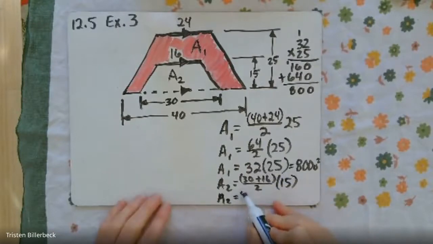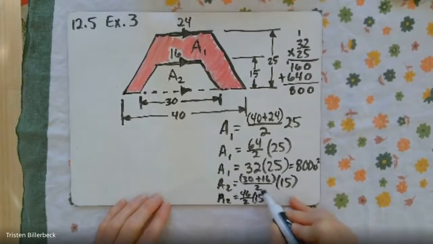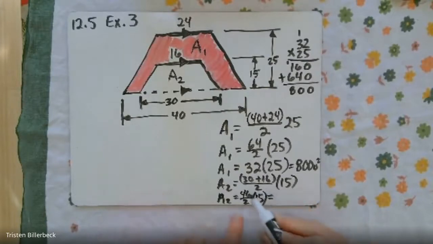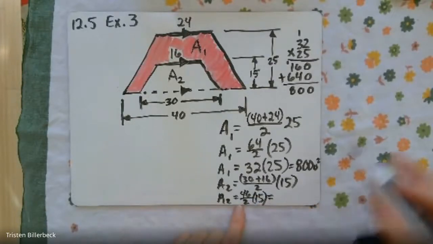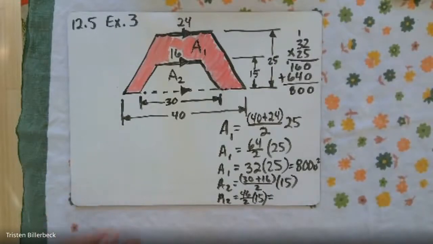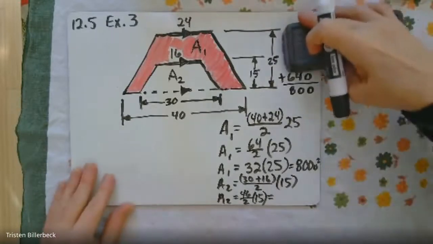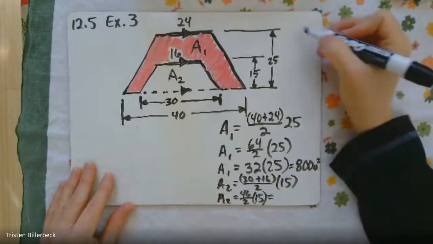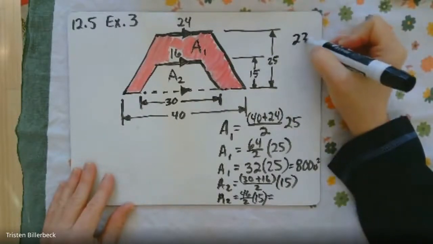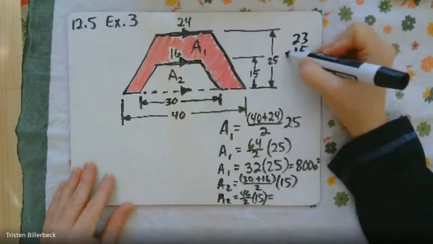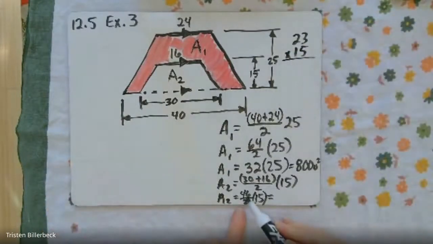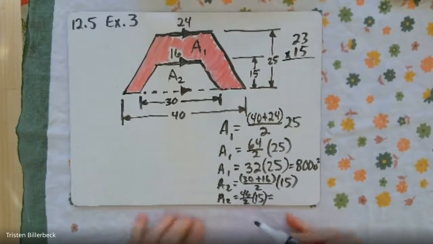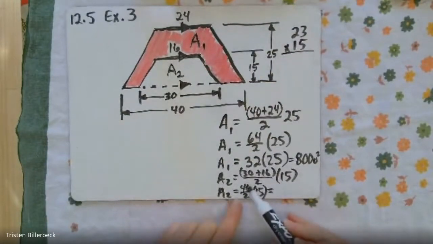So that's 46 over 2 times 15. And that's going to be 23 times 15. So let's do a quick little bit of math here, since I'm running out of room there. So 23 times 15. I'm getting the 23 because 46 divided by 2 is 23.